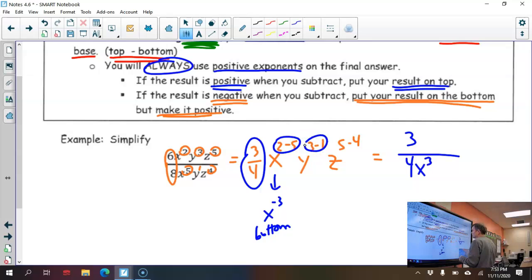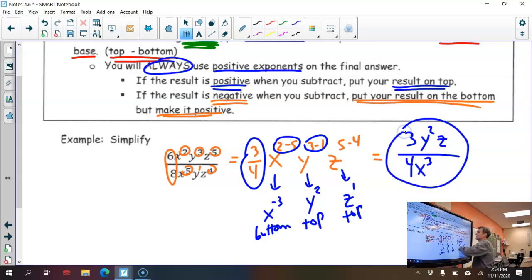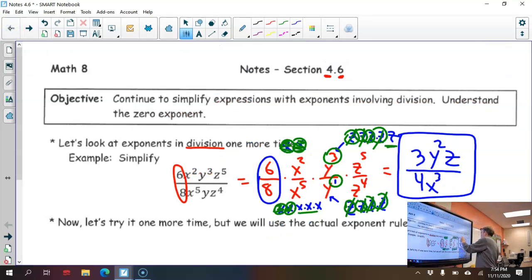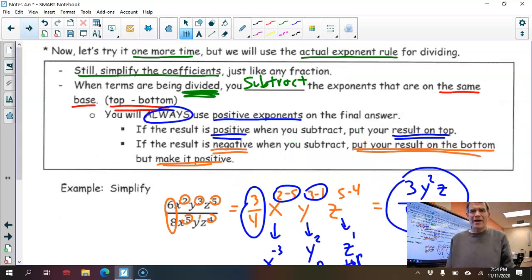The y's, you would subtract 3 minus 1. That would be y squared. And because it's positive, it goes on top. When you subtract and get a positive result, it goes on top. When you subtract and get a negative result, it goes on the bottom. And your z would be to the first power. And since that's positive, it goes on top. And that's your result. Notice that this result is the same as it was back here. Same answer. We just did it the official way now.